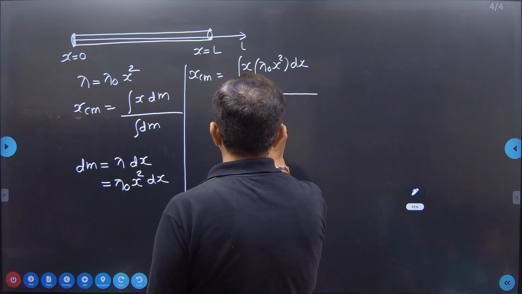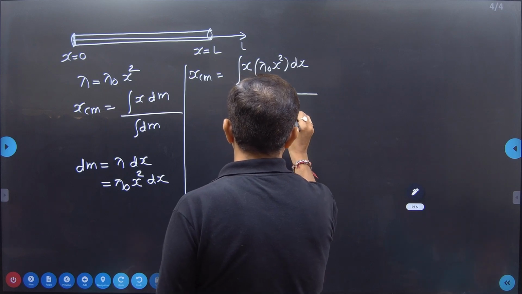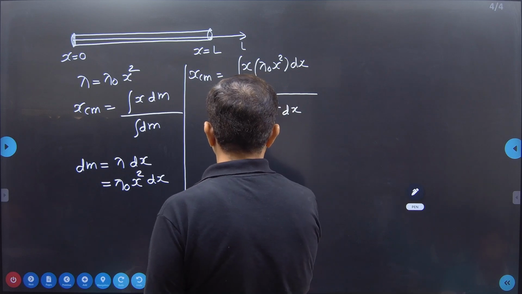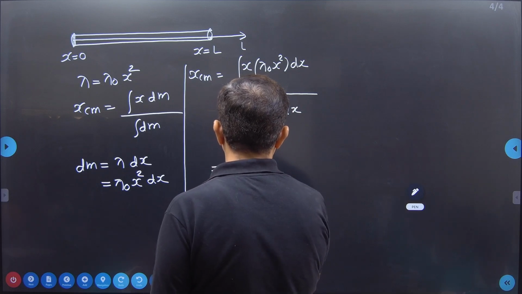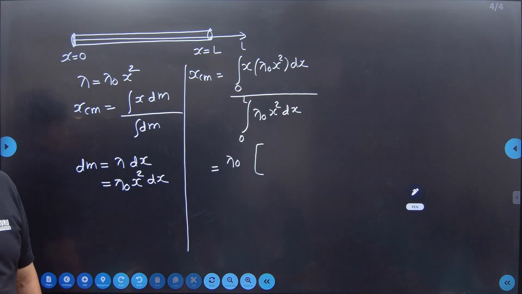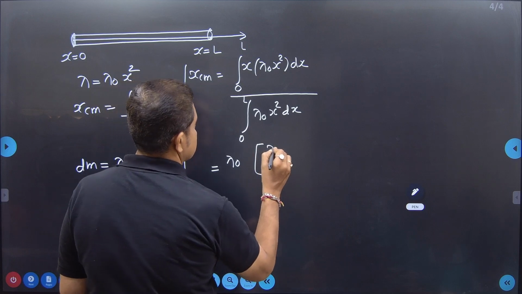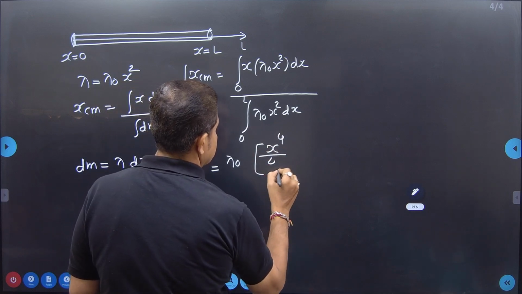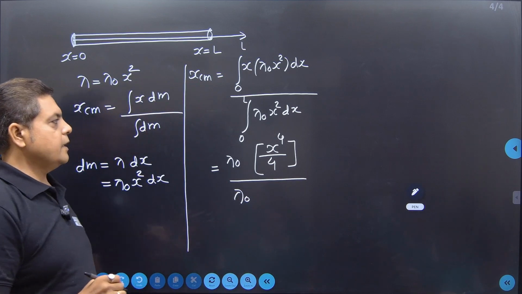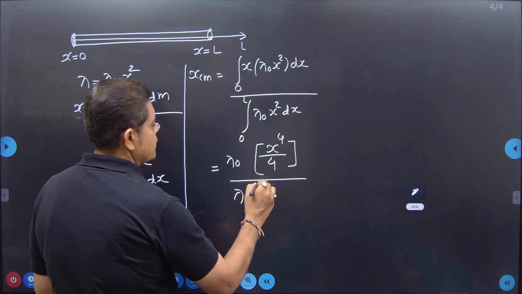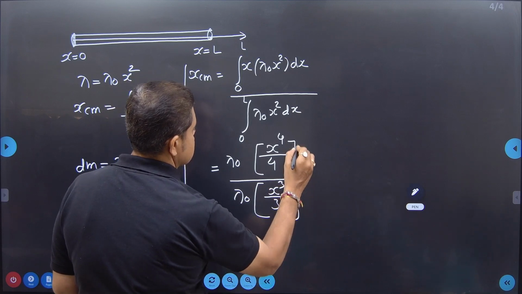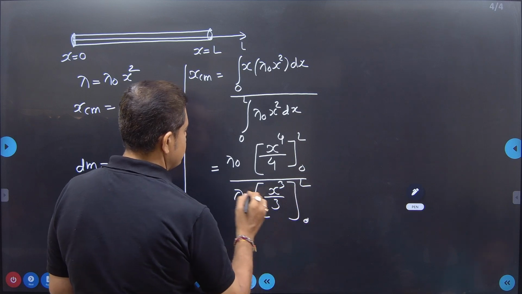Integration lambda naught x square dx, 0 to L. Lambda naught, now it is x cube, x square into x. Integration of x cube is x raised to 4 by 4. And in the denominator, lambda naught constant, integration of x square is x cube by 3, 0 to L.